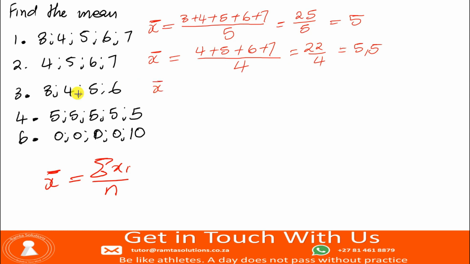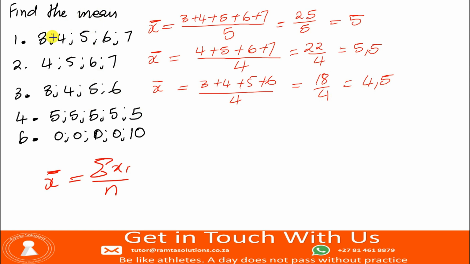Now let's try for this one here. We have 3 plus 4 plus 5 plus 6 all over 4 values. What is this? 7, 12, 18. It's 18 over 4. 18 over 4 is 4.5. This is your mean, right?